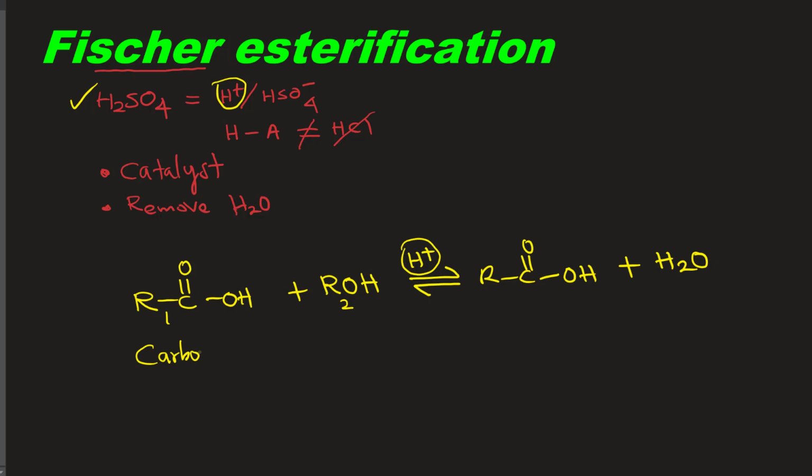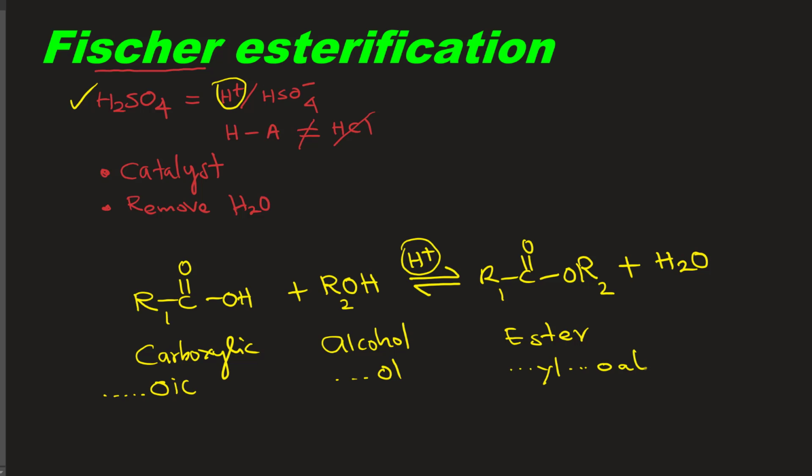I wouldn't pay much attention to drawing the water because you might not get many marks on it, but the rest is important. Carboxylic acid is an oic, like ethanoic, alcohol is an ol, something like ethanol, and the ester is something like, in this case, let's say ethanoate, and the alcohol part is something like methyl or ethyl. So that's how you want to remember.